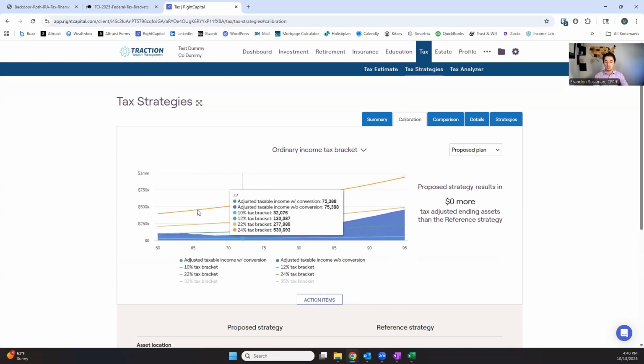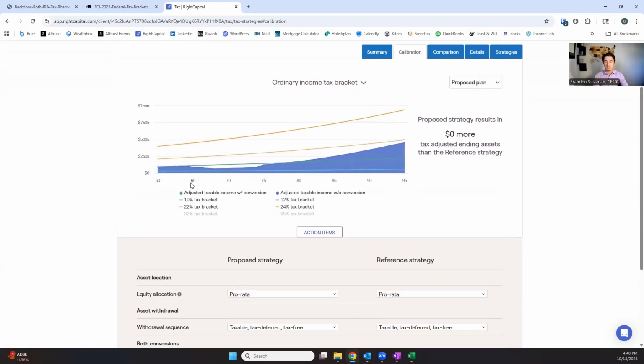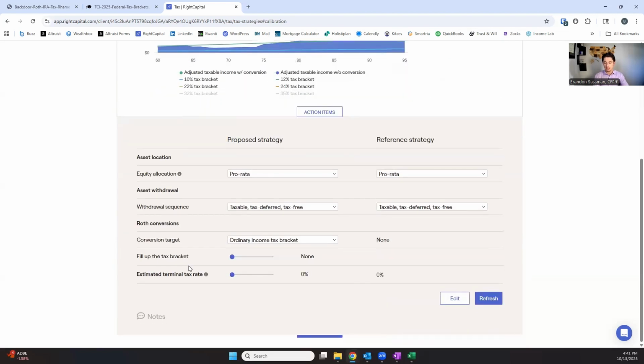So what we can do here is, in these middle years from 65 to 75, you can see where your income is a bit lower. We want to fill the bracket. So fill that bucket up. I'm going to fill this up all the way to the green line. So you're going to fill the bracket that you're currently in, which is 10%, all the way up to that upper benchmark. The way I can do that in this system is I go right here and I'm going to up this to 12% and then refresh this.